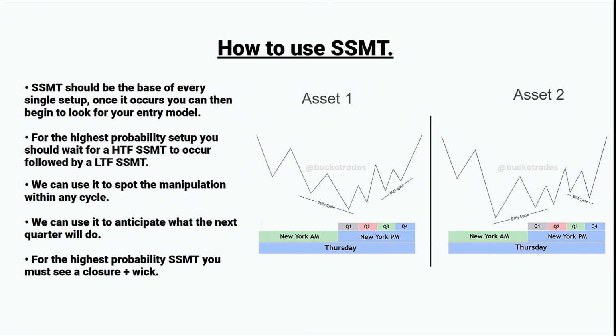For the highest probability sequential SMT, you must see a closure and a wick. Now this means you must see a closure above the previous quarter's highest closure or lowest closure, and also a wick above the previous quarter's highest wick or lowest wick.